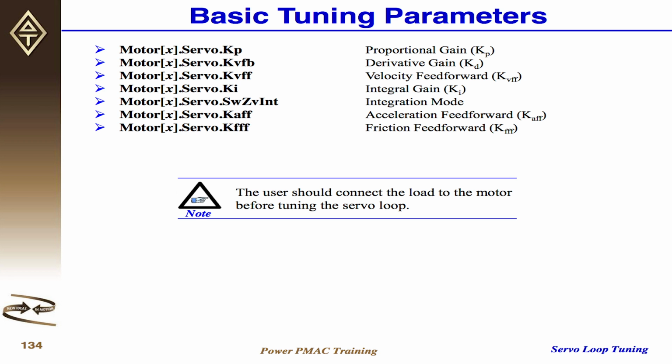Velocity feed forward is servo.kvff. This is intended to eliminate following error at constant velocity. Integral gain, Ki, is basically acting on a sum of errors over time. Ki is necessary when you have significant body forces present on your system, such as inherent friction or gravity. For example, in a vertical axis, you have to have Ki or it won't work well.